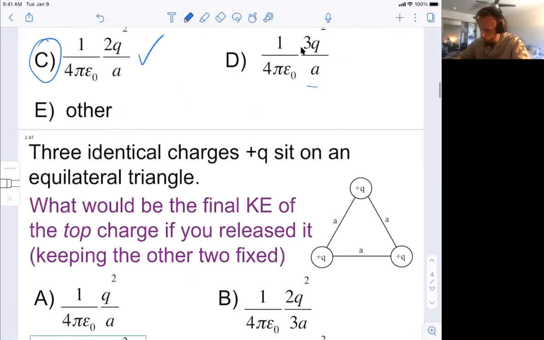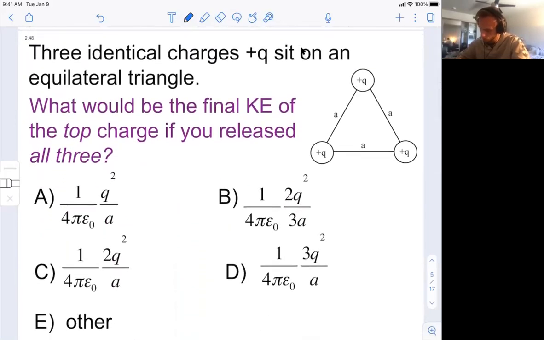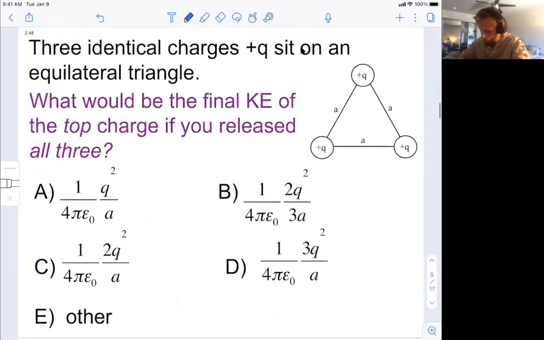All right, now let's look at a different question. It's the same setup. We will release all of them. We will not keep the bottom two fixed. We release all of them. So what do you think the answer is now? Again, I'll let you discuss, but maybe for only 1 to 1.5 minutes, because you already know the question. Release all of them.